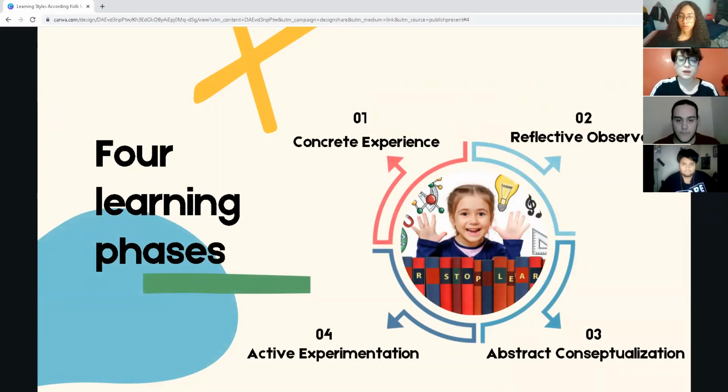Kolb says that learning occurs through our experiences, as well as the interpretation and processing of the information that we acquire from them. And the learning process takes place in four phases. The first phase is concrete experience. The second phase is reflective observation. The third phase is abstract conceptualization. And the last one is active experimentation.